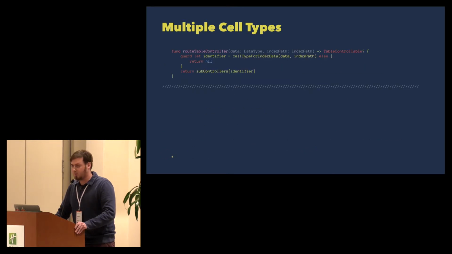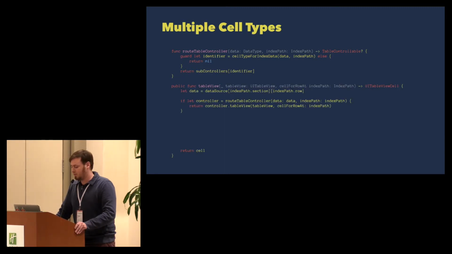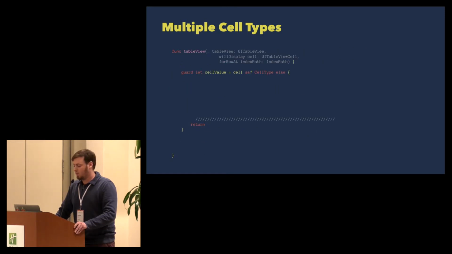And so this is what it looks like inside the implementation. This is the function routeTableController, which again gets the identifier from cell type for index data and passes it into subControllers to get the child controller. And then here's the implementation for cellForRowAt indexPath. It uses that routeTableController to find the child. If a child is found, then it calls the matching function, self at indexPath. Otherwise, if it's not found, then it would return nil, and we know that the cell type is of the current controller. So we can just go and use it normally and create the cell and pass it into cell loaded.